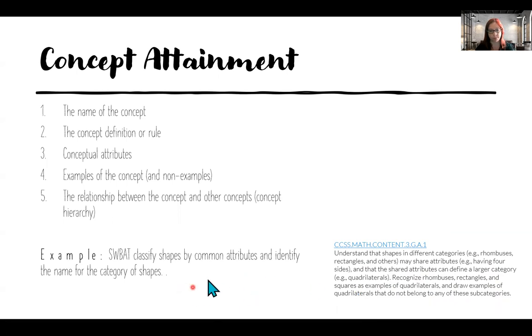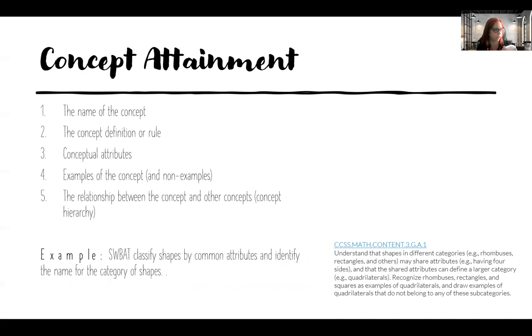So my objective that I wrote for this is students will be able to classify shapes by common attributes and identify the name for the category of shapes. And so this is a good one to use for concept attainment. Whereas I don't know if just a basic word problem standard would be good for this specific standard. So you really have to understand what's a big concept if I'm going to use this model.